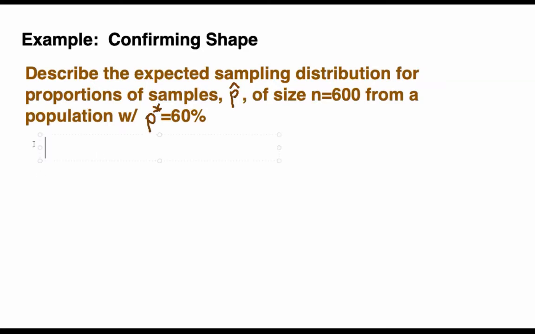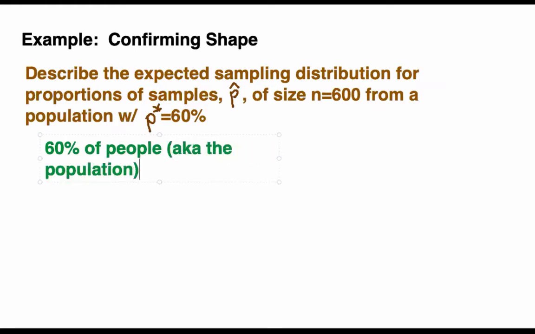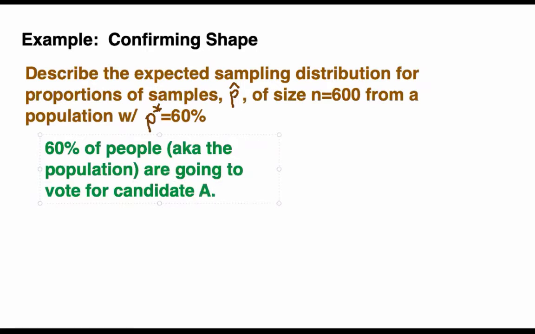Okay, so let's actually put a context around this. It always helps to think about a scenario. So here's really what we're saying. 60% of the people in the town that we're focusing on are going to vote for candidate A.